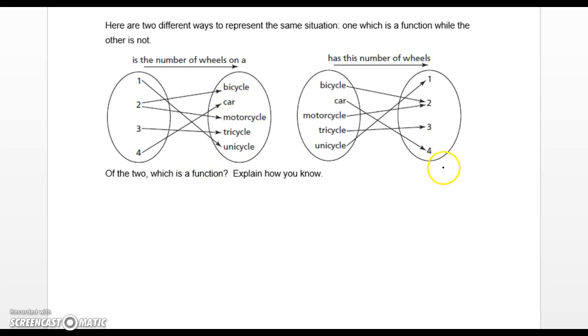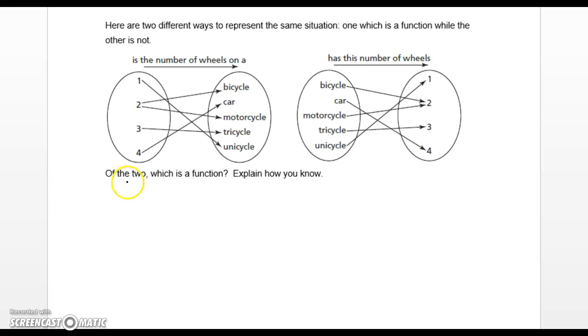Looking at our second one here, now we've changed this up. So now we're looking at the type of transportation first, and then comparing how many wheels it has. So here we have a bicycle has 2, a car has 4, a motorcycle has 2, a tricycle has 3, and a unicycle has 1. So if you notice, these basically tell you the exact same thing, but in this case, our second arrow diagram is a function because the domain, or your first set of data, only has one arrow going from each of those data values.